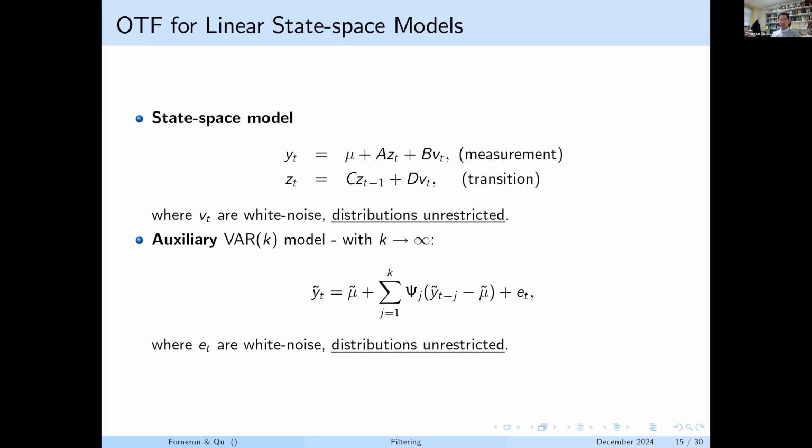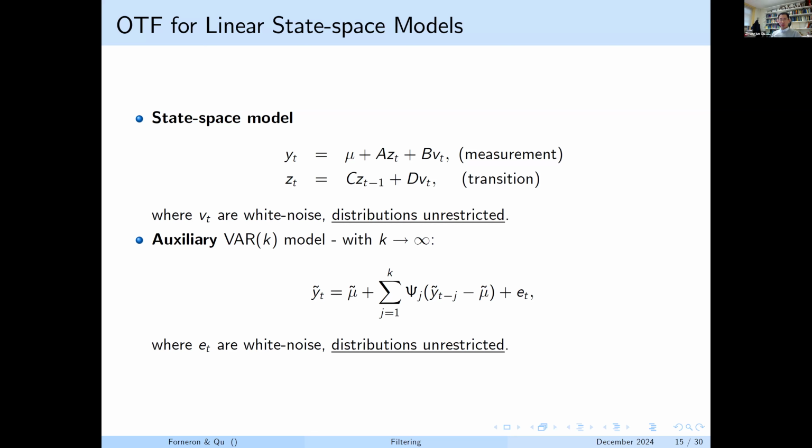I also want to emphasize that even though vt is assumed to be serially uncorrelated, we don't have to impose restrictions on its distribution. In particular, it does not need to be normally distributed. The reason is that, as we'll see in the next couple of slides, the transportation involves only the first two moments. The higher order moments do not interfere with this process.